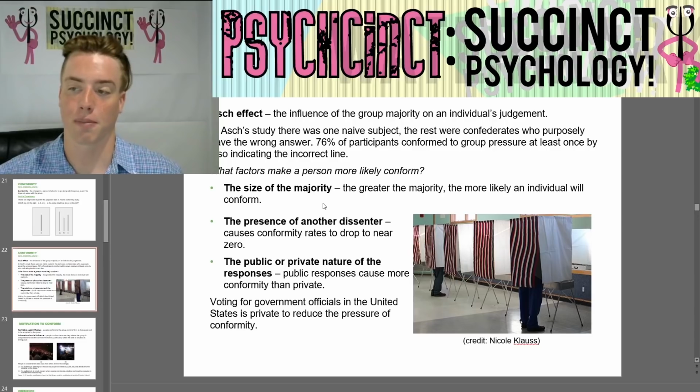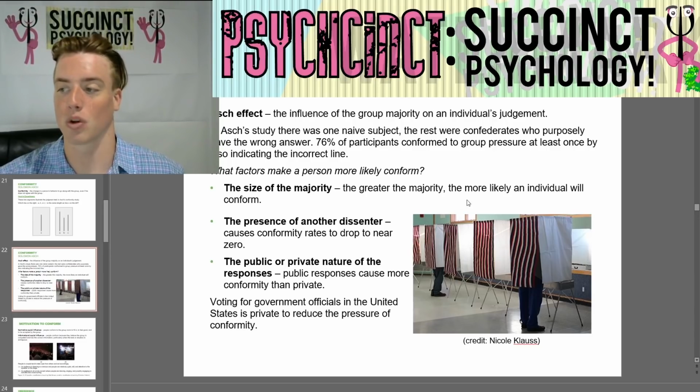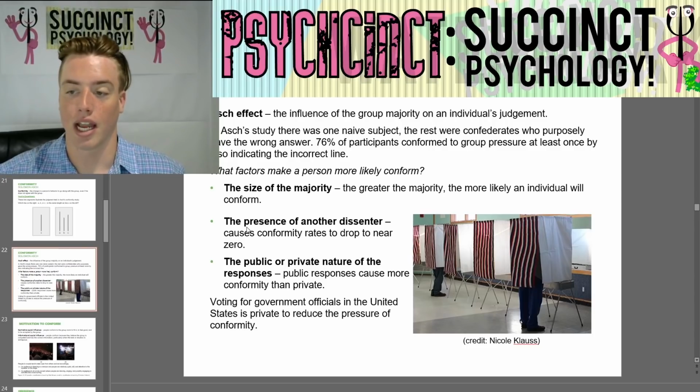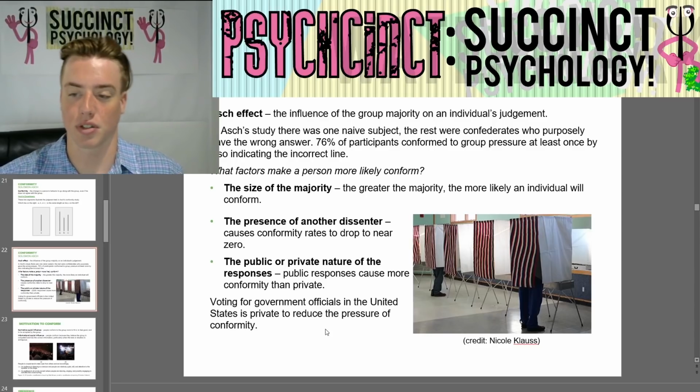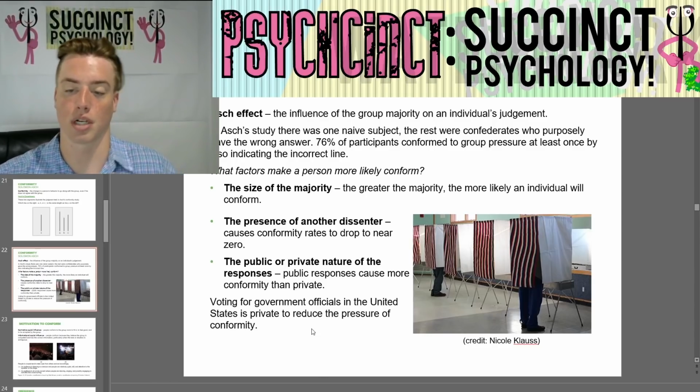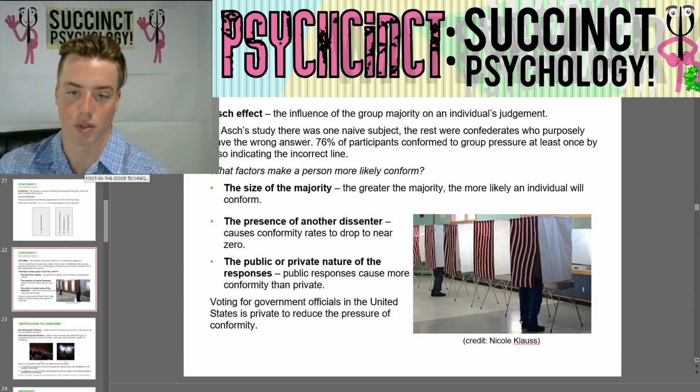So what factors make a person more likely to conform? The size of the majority. So the greater the majority, the more likely an individual will conform, and the presence of another dissenter causes conformity rates to drop to near zero. The public or private nature of the responses. Public responses cause more conformity than private. So voting for government officials in the United States is private to reduce the pressure of conformity. That's why when you go to a voting booth, you can't see somebody else's response, because then it would influence you to conform to whoever's winning.